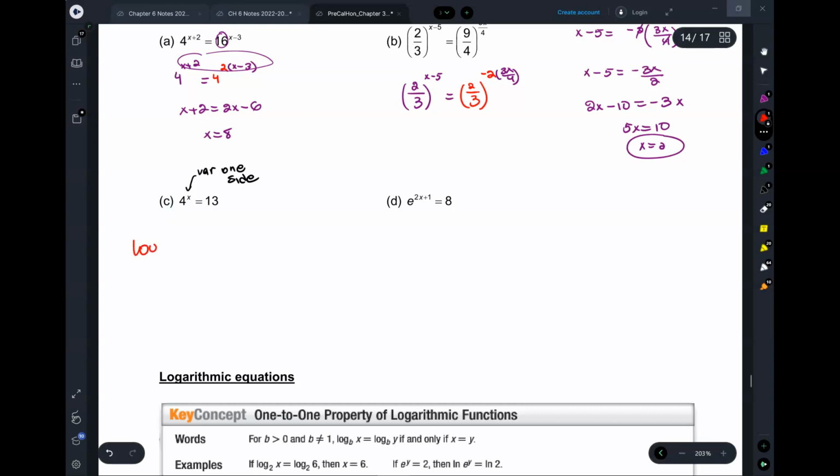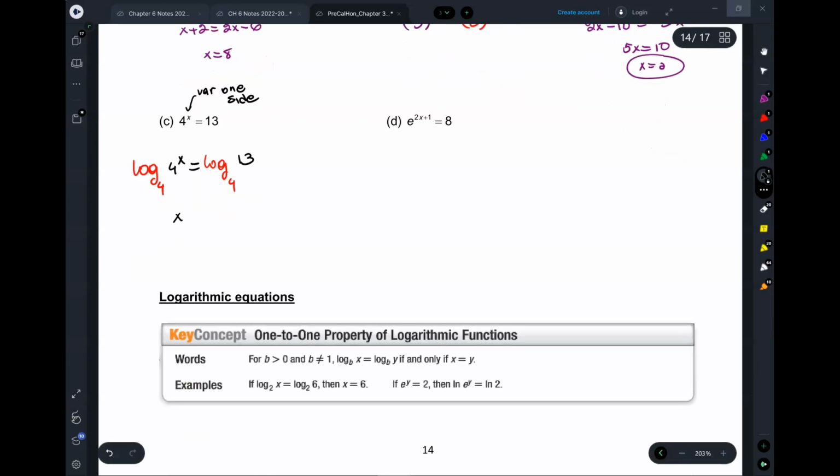All right, I'll write it here. So it has to be log base 4 of 4 to the x equals, on both sides, right? Log base 4 of 13. So now we know that on the left side, I just get x is equal to log base 4 of 13. Now, if this is a non-calculator section, this is a perfectly acceptable answer, right? If it's a calculator section, you plug it into the calculator and you're going to get about 1.850.